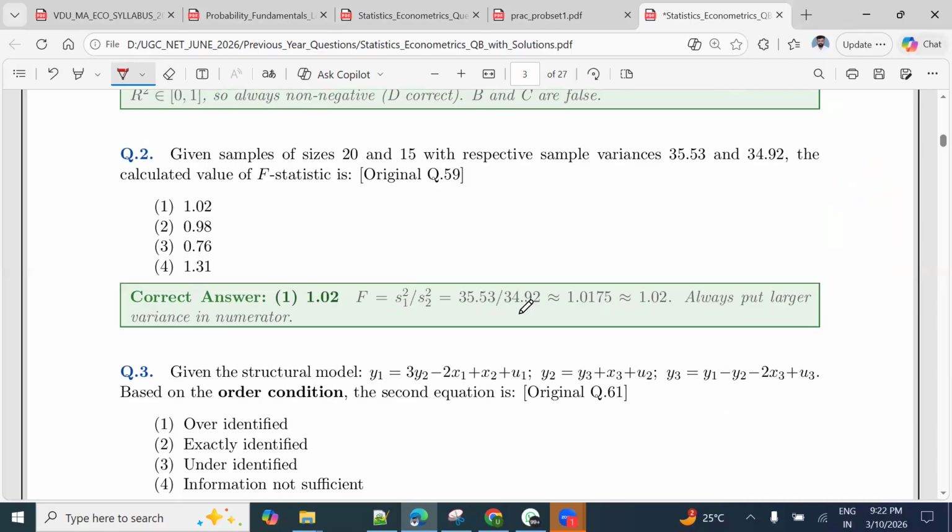The next question is: given sample sizes 20 and 15 with respective sample variances 35.53 and 34.92, the calculated value of the F statistic is. This is a direct question. S1 square, you divide it. So how will you decide which one to put in the numerator? Always put the larger variance in the numerator.